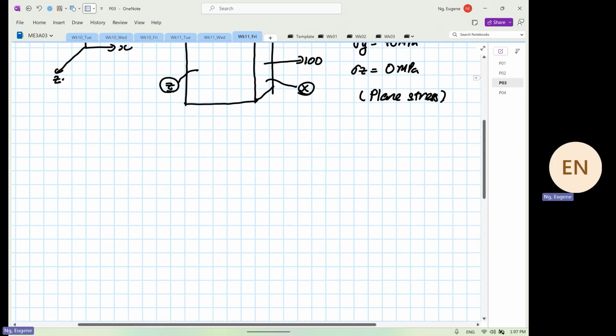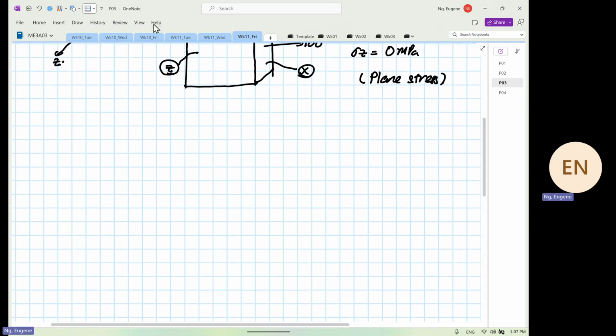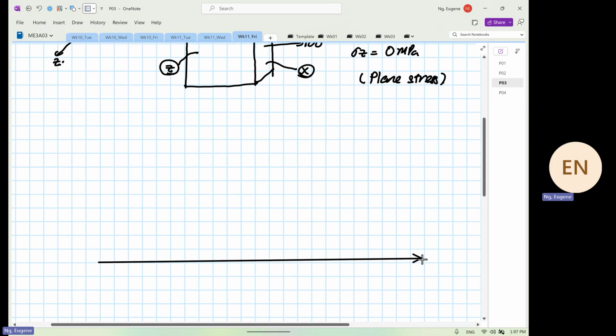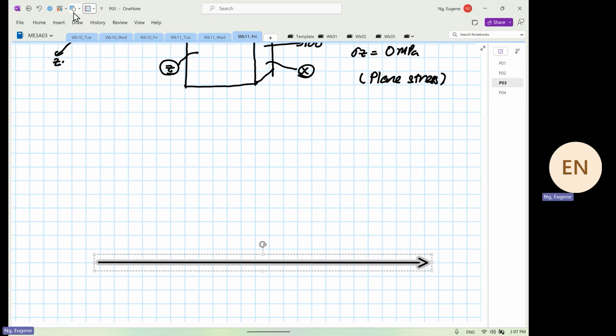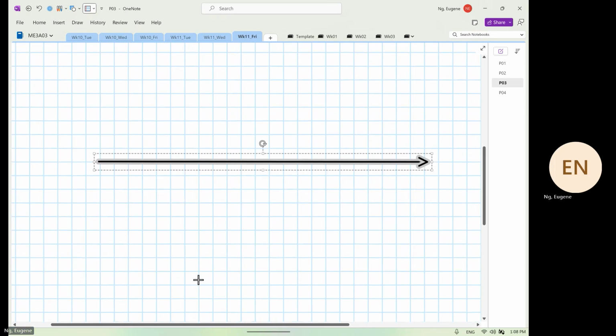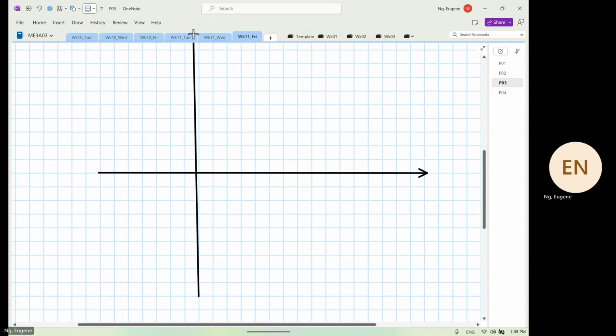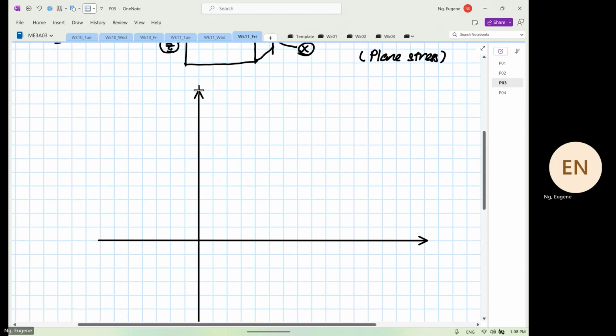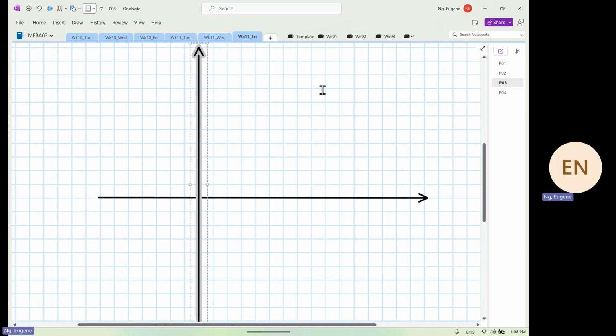Okay. From here, I'm sorry, you have to see me waste your time. I'm going to draw the scale again. Okay, so what we have is our normal stress, and then we have our shearing stress.